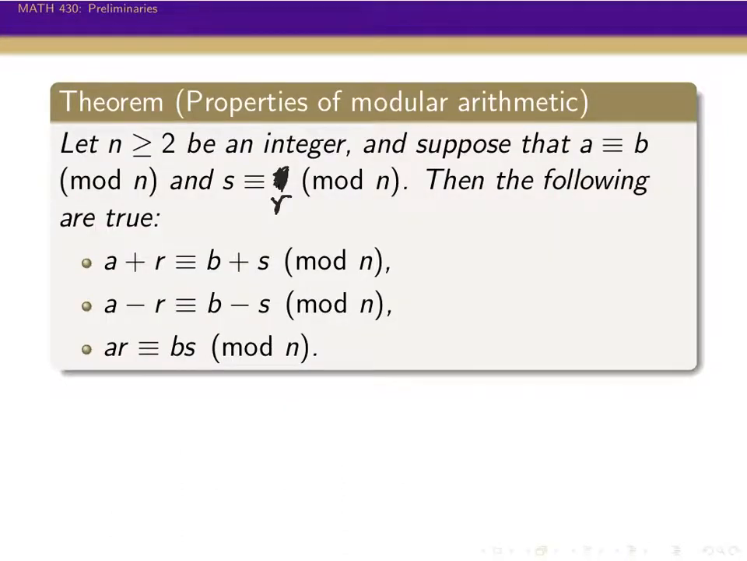So one of the things that's interesting, in fact very useful, about modular arithmetic, about this congruence modulo n, is that we can do basic arithmetic, adding, subtracting, and multiplication with it the same as we would do with an equal sign. If we have a is congruent to b mod n and s is congruent to r mod n, then you can interchangeably swap between a and b and s and r, and it doesn't change any of what you get when you're working mod n, right?